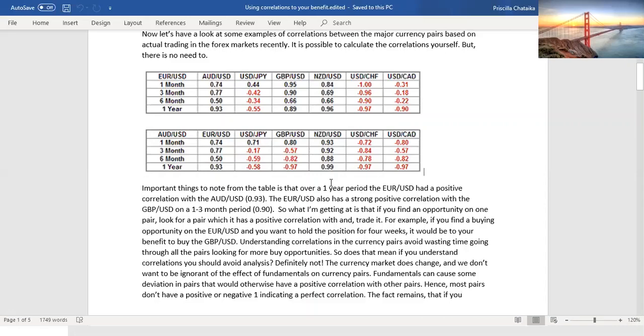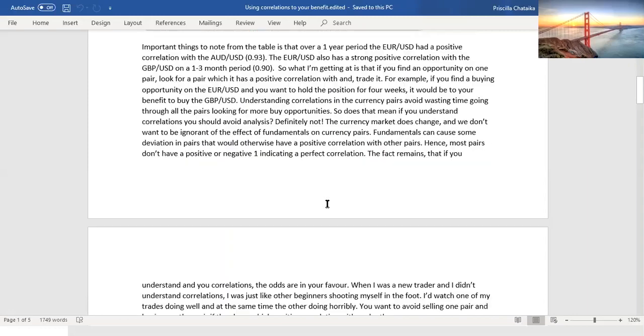Here's another example. Say New Zealand US dollar. It's positively correlated to the Australian US dollar. So if you're buying the Australian US dollar, you shouldn't be selling the New Zealand US dollar, right? Just giving you a bit of an idea of what it means to be correlated.